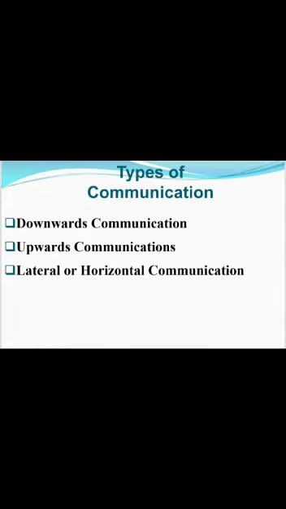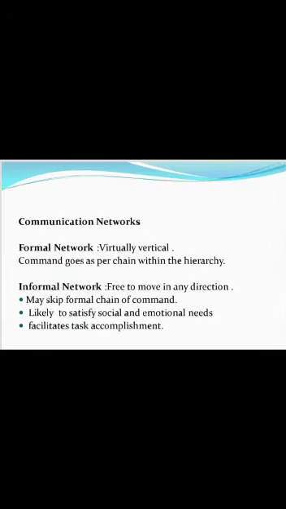There are three types of communication: downward communication, upward communication, lateral or horizontal communication. There are two types of networks: formal network, which is virtually vertical. Command goes as per chain within the hierarchy. Informal network. In this network, communication travels in any direction.